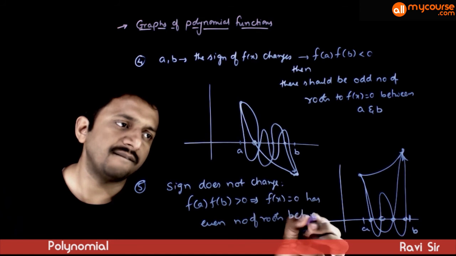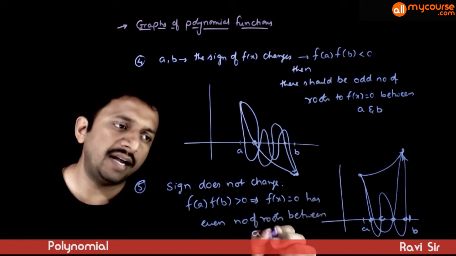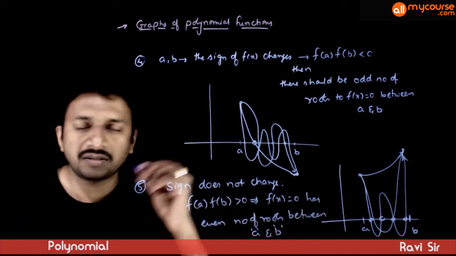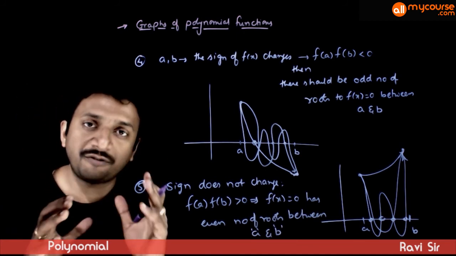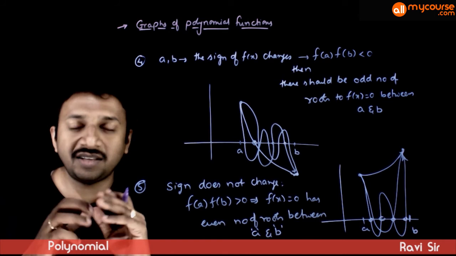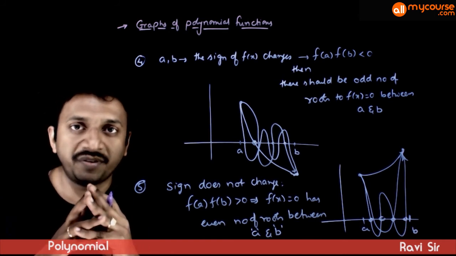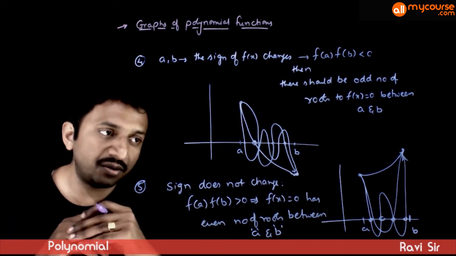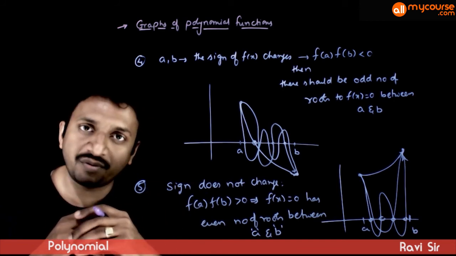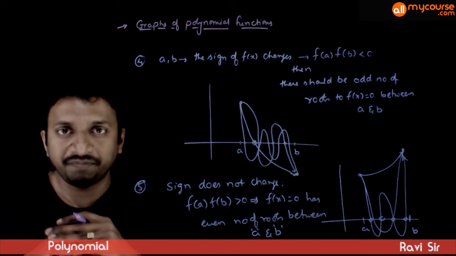between A and B. So I hope these statements are clear. If f of A and f of B have opposite signs, then there should be an odd number of roots between A and B. If f of A into f of B is greater than 0, then there should be an even number of roots between A and B.